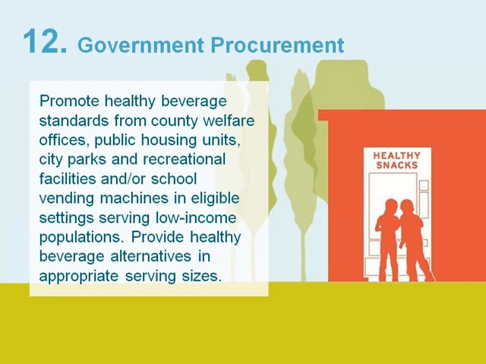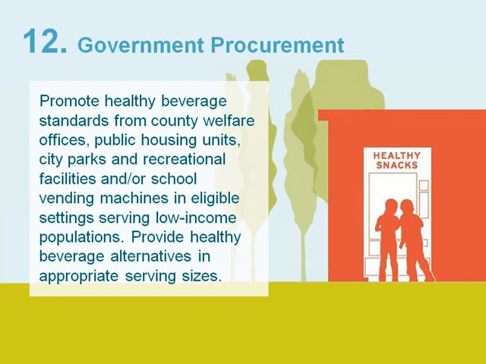All right, the last two interventions, 12 and 13, have quite a bit of overlap with each other, so I'm going to talk about them together. Number 12 here is basically government procurement, and the idea here is to promote healthy beverage standards in places that serve low-income populations, and this would include county welfare offices, public housing units, city parks and recreational facilities, and or school vending machines. And also to provide healthy beverage alternatives in appropriate serving sizes.